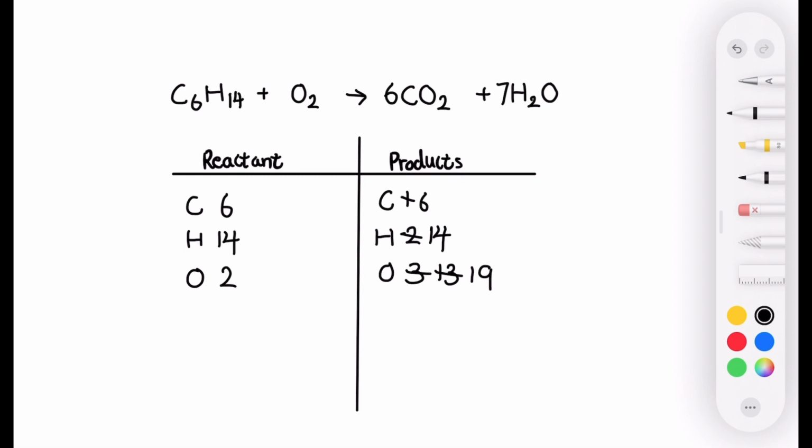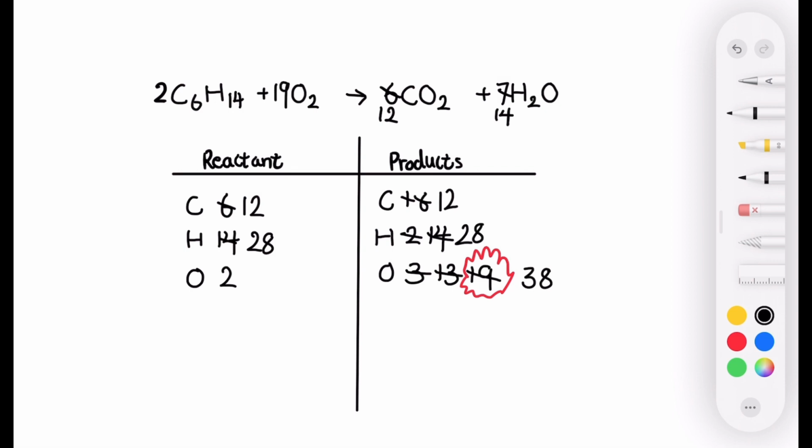What do we do with the oxygen? It's an odd number. Since we can't add a coefficient with decimals to O2, we now have to double the coefficients of all reactants and products, except for O2. Then we should recount all atoms. The carbon and hydrogen should still be balanced, but we will now have 38 oxygen atoms. By adding a coefficient of 19 to O2, the equation will now be balanced.